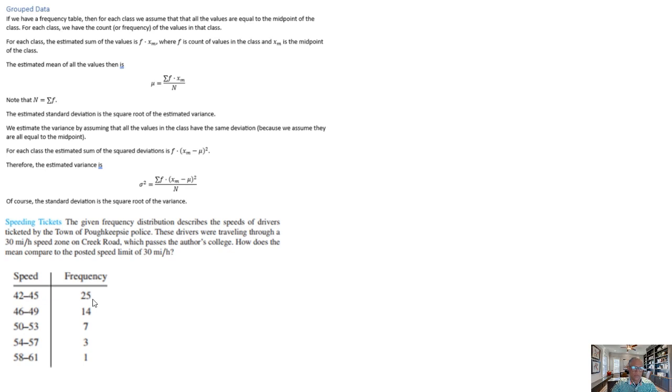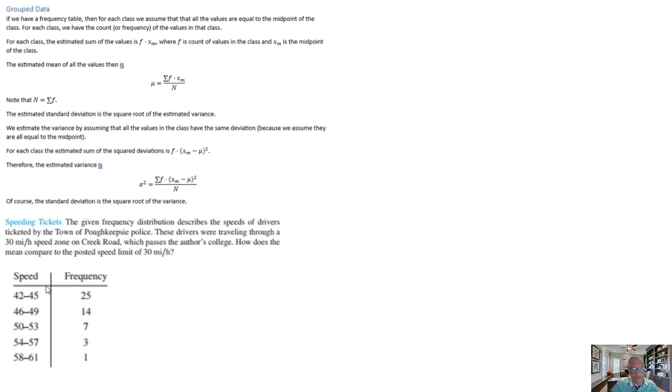What I can get from this summary is the exact number of values, because notice for each class we have the frequency, which is the count of values in that class. And so to get the number of values in our data set, I simply add up these frequencies. But how do I get the sum of the values in my data set? Well, I have to estimate it.